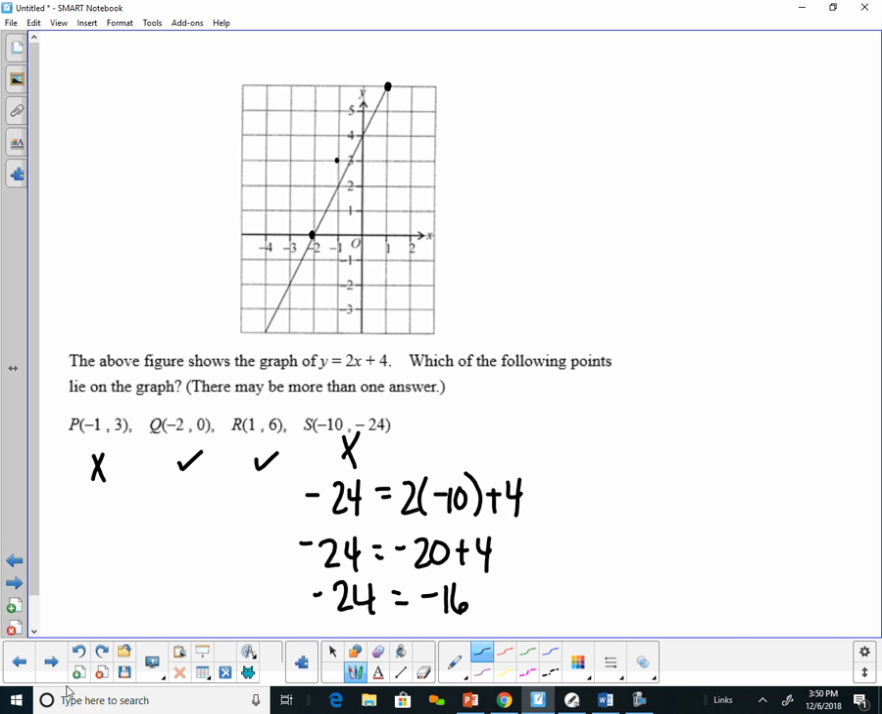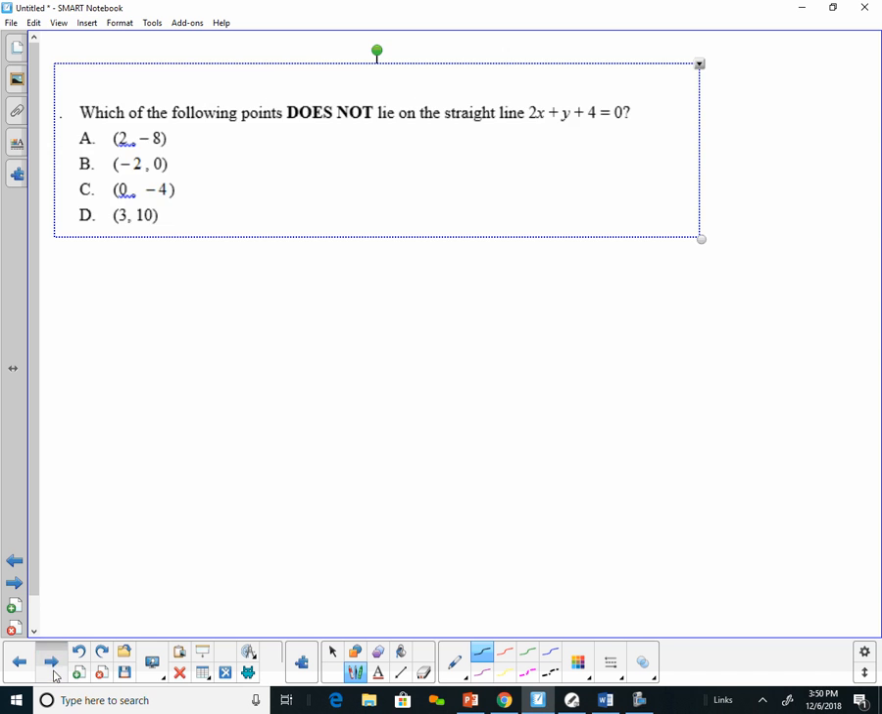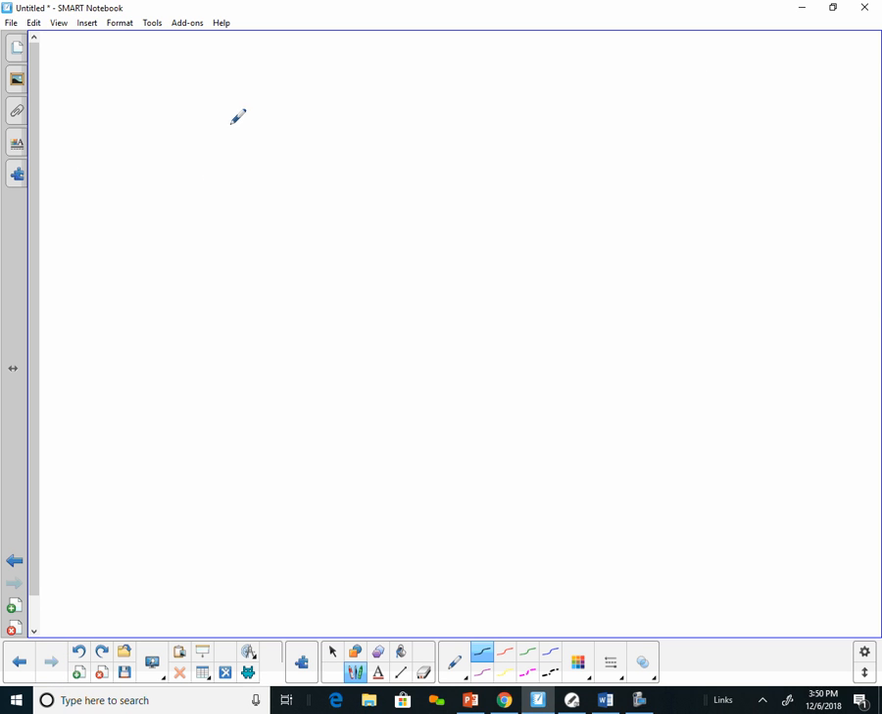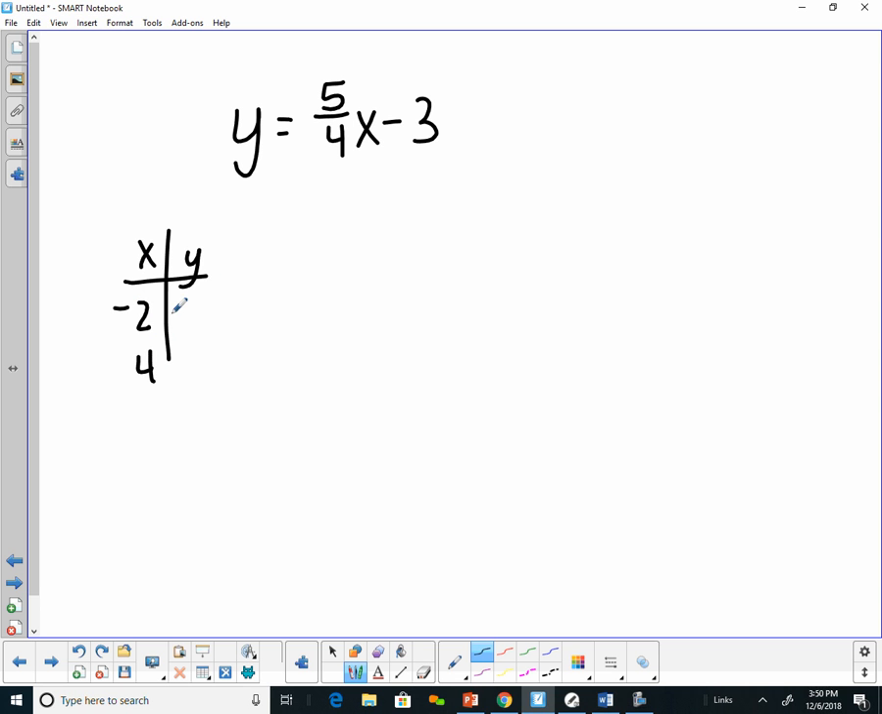Sometimes they may give it to you in a table format. So they may give you an equation, and they may give you a table, but again, they're giving you the x and y. Now, you may have multiple tables through there. We're just going to look at the one right now.